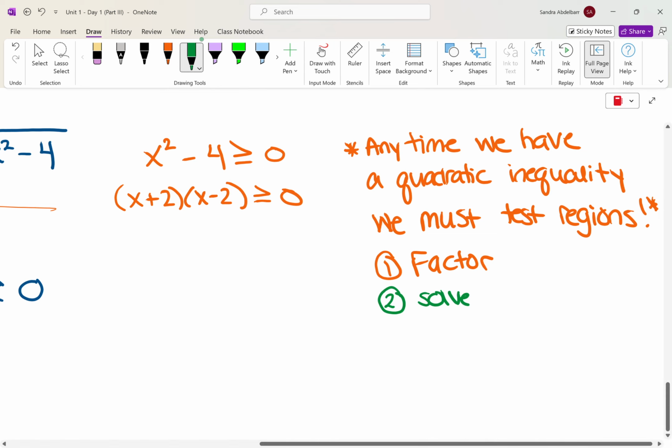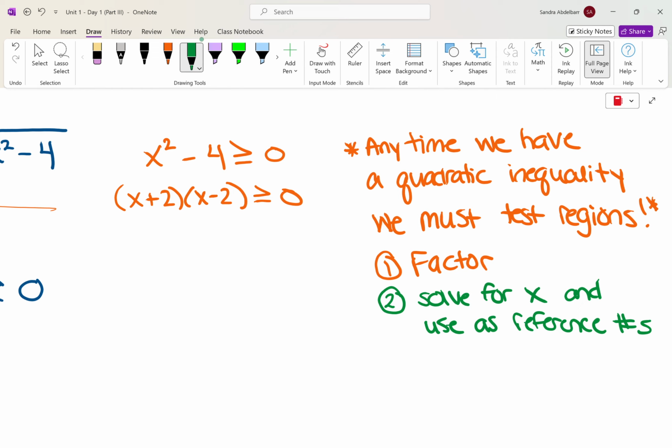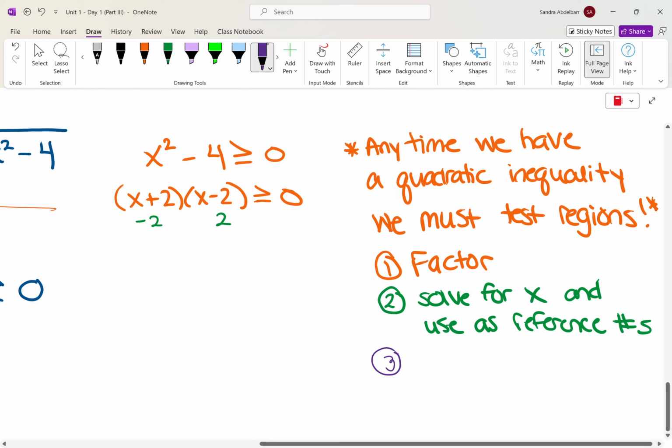So I'm going to solve for x and use as reference numbers. So what do I mean by that? When I solve for x, do you guys all agree I would get a -2 here and a +2 here? All right, those are not our answers. Those are going to be our reference numbers, and now we will have to test the regions. Step number 3, test the regions.